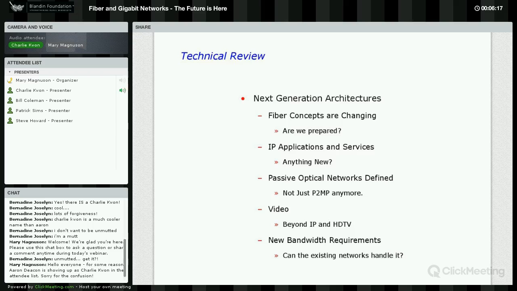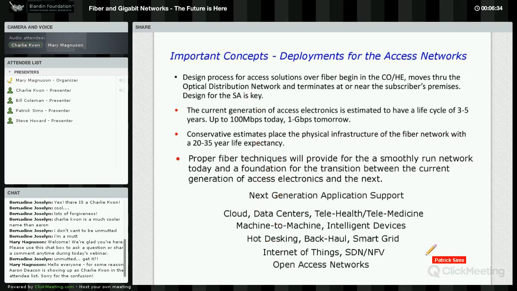But when we start going to larger screen sets, TVs, we're finding that there are some constraints, and that's what these new bandwidth requirements start talking about. Can the existing networks handle it?